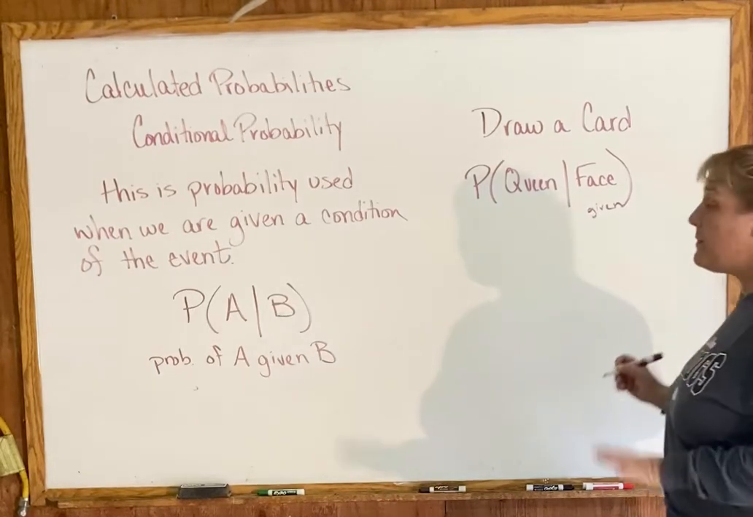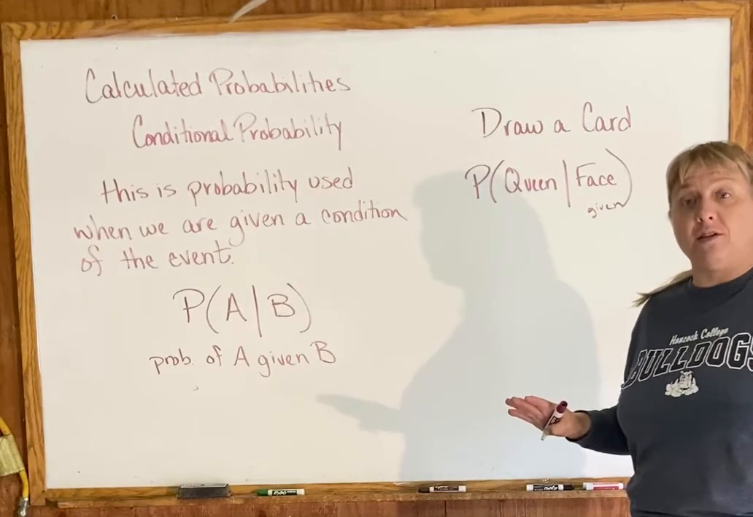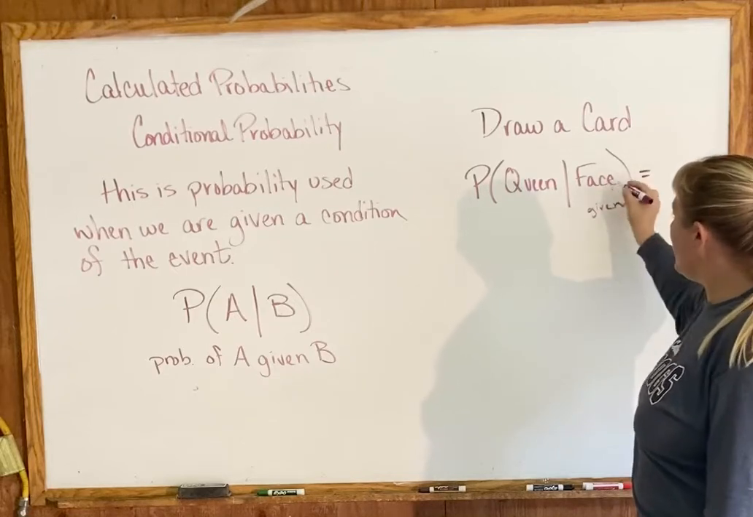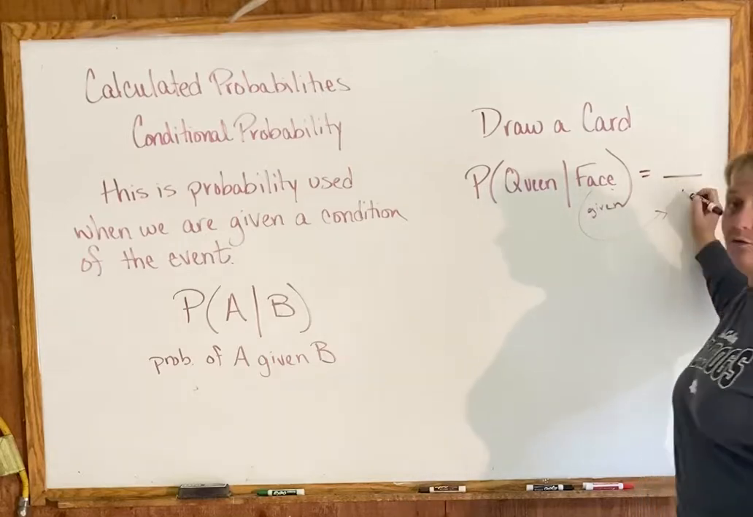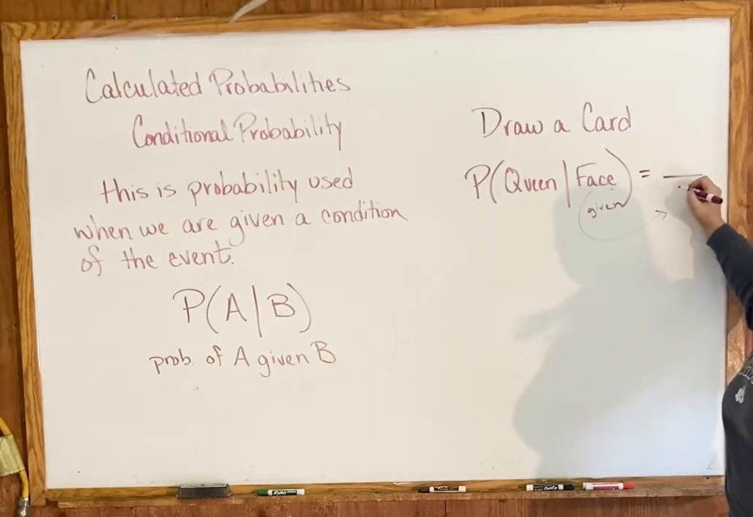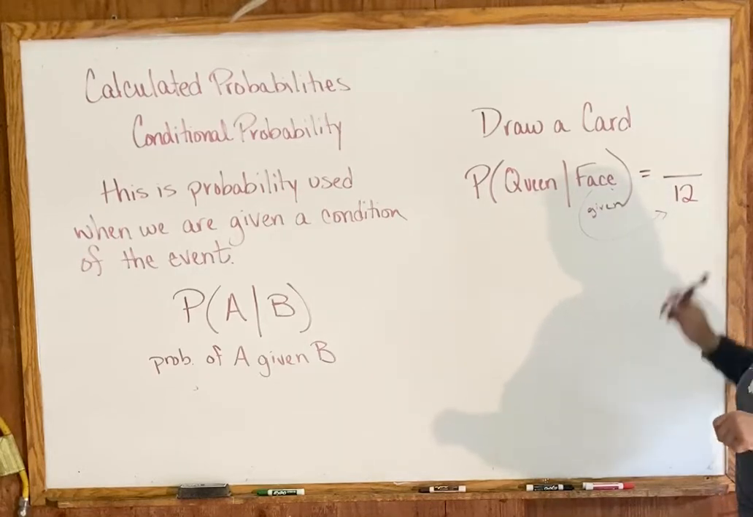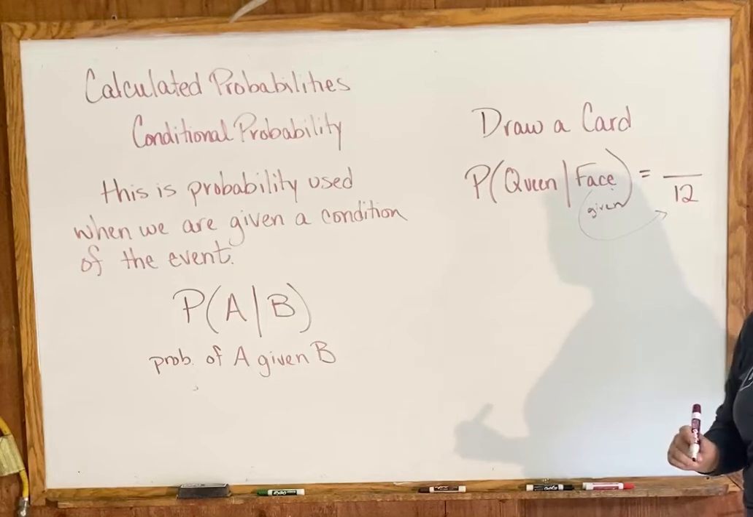Okay, which means that eliminates all 52 cards. We're not interested in all 52 because we know it's a face card. So that given is going to give us the bottom of our fraction when we go to do this. So instead of dealing with 52 in the denominator, we're going to deal with how many face cards there are, which is 12. So it changes the denominator of the fraction. Now, of those 12 face cards, how many are queens?